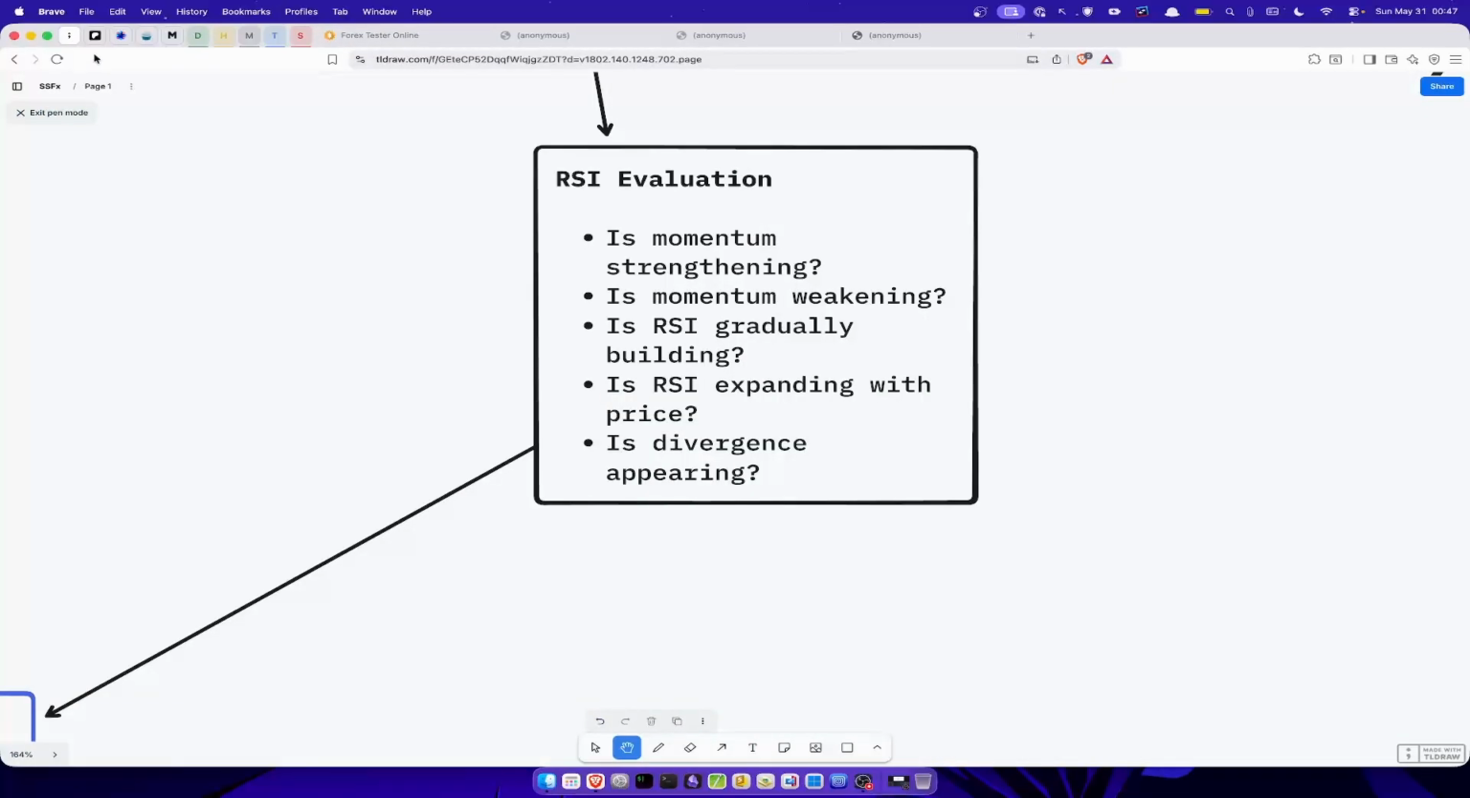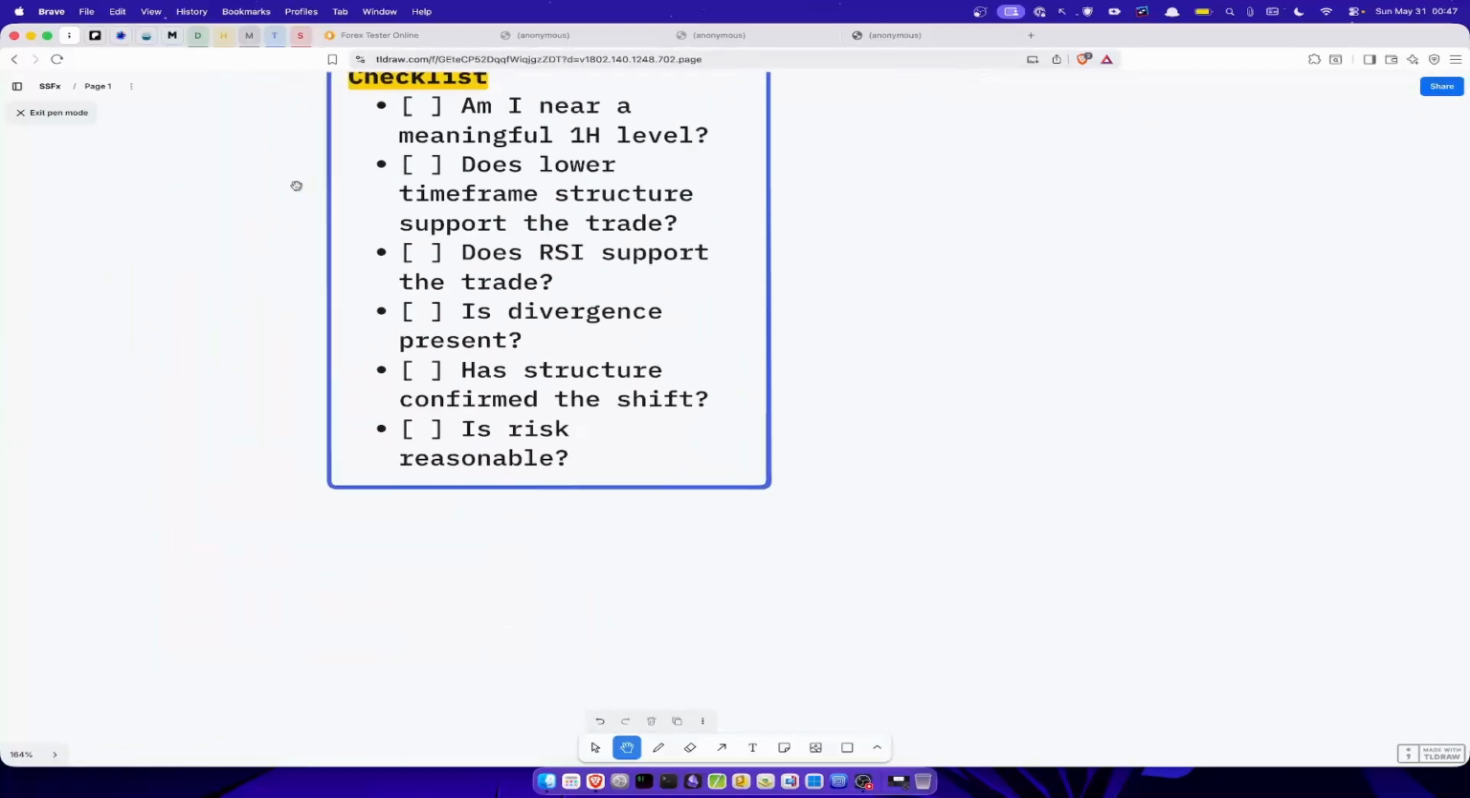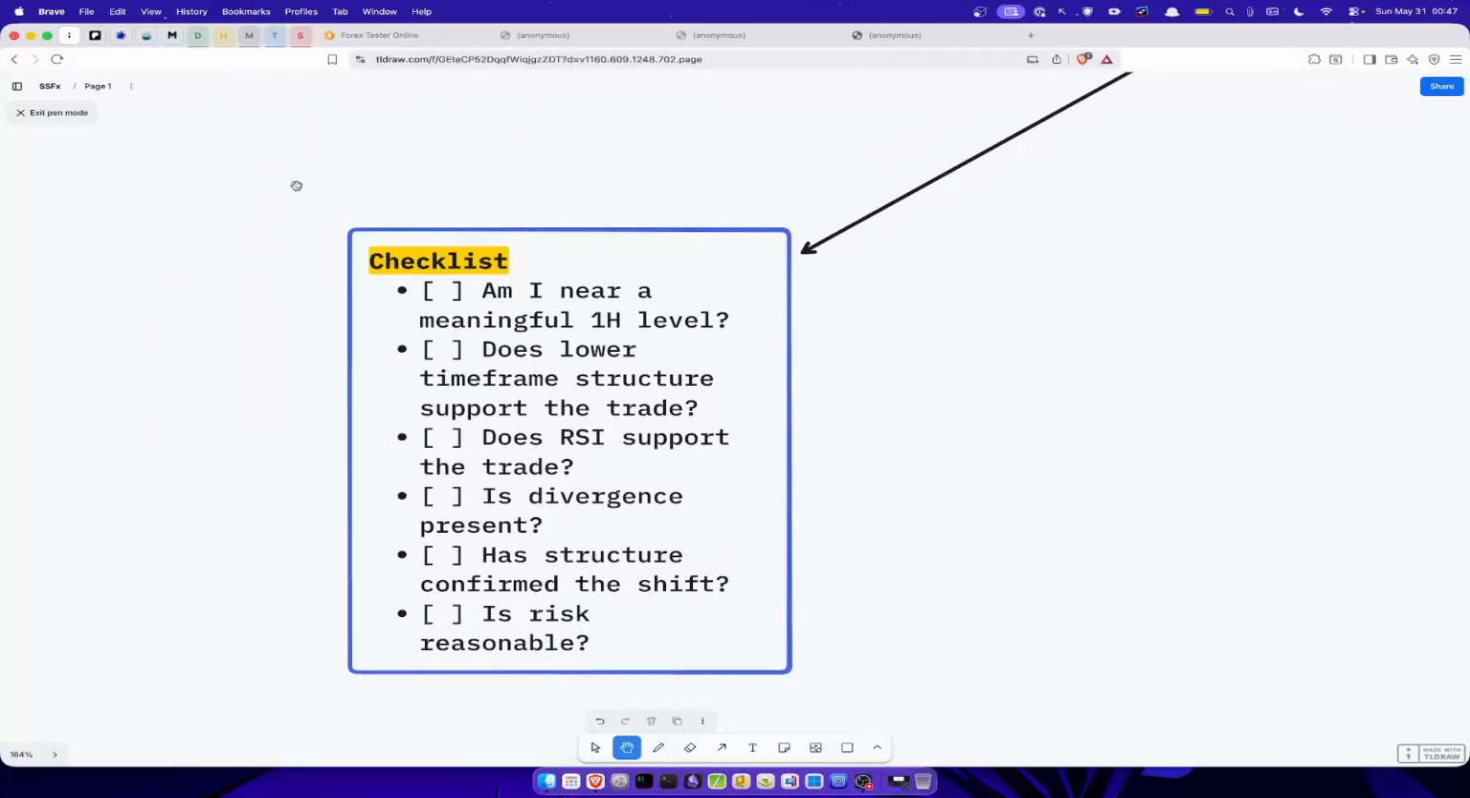So let's just move to the next step, which is essentially the checklist. Initially we started by marking a structural zone, and in this case, yes, we are at a structural zone. Then we check whether the lower time frame structure supports the trade. In this case, the 5-minute does support the trade since we saw a lot of wicks moving while we were approaching that area. Additionally, RSI does support the trade since the RSI dropped in comparison to a previous high, or a previous leg where the buyers were essentially able to push the market higher.